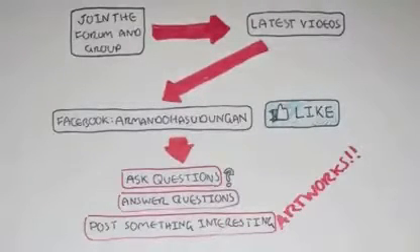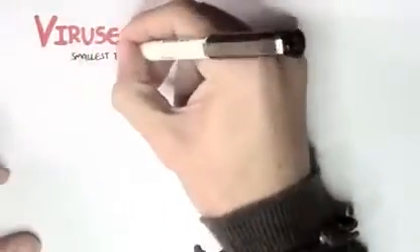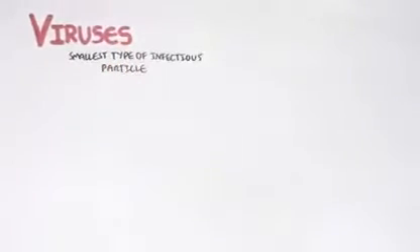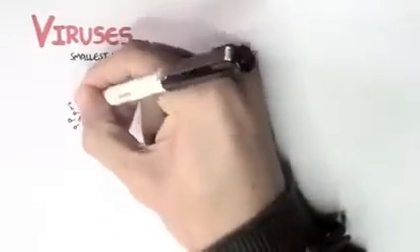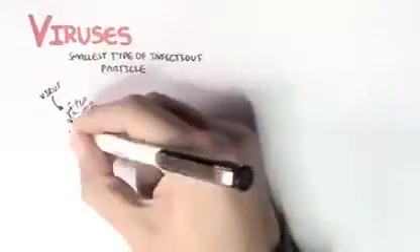In this video, we're going to talk about viruses, an overview. This should be a two-part series. Now, viruses are the smallest type of infectious particle. This means that compared to a bacteria, for example, viruses are much smaller. A typical size of a virus is about 100 nanometers in diameter, but it can range between 10 nanometers to about 300.